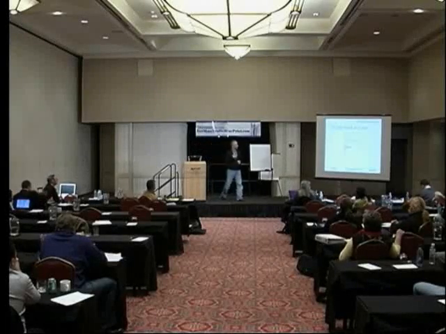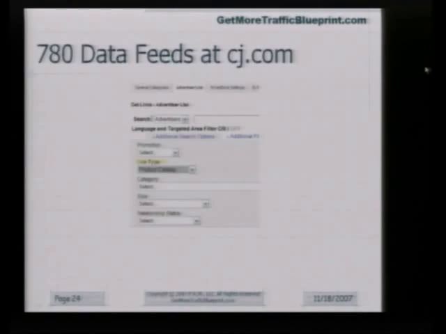CJ.com has 780 data feeds available. If you want to find them, all you have to do is click on the link and sign into your account at CJ. The accounts are free. When you sign up, it's free. They will require that you file a tax form with them if you're a U.S. resident, but other than that, it's not a problem. You can fax it back.